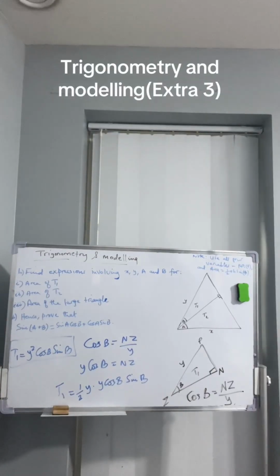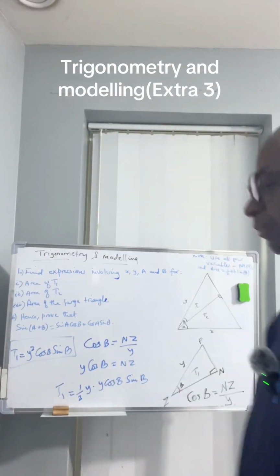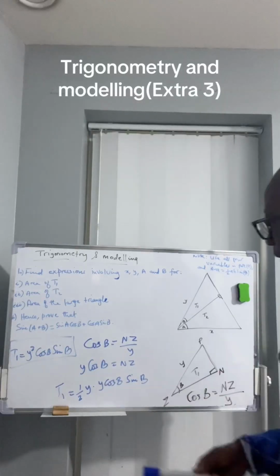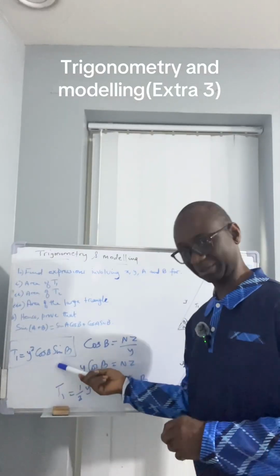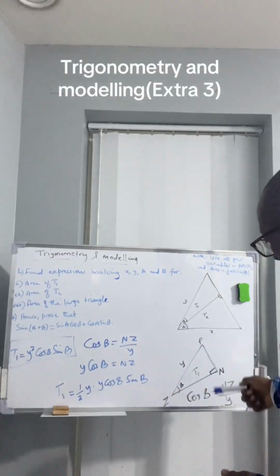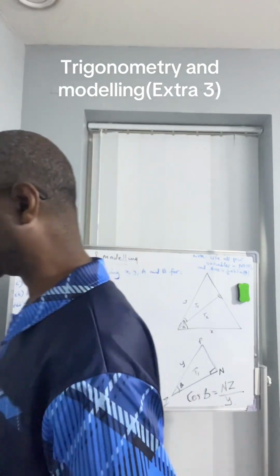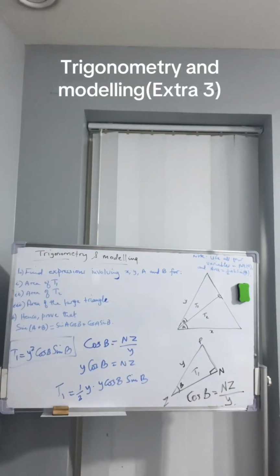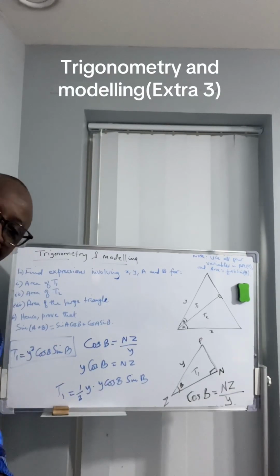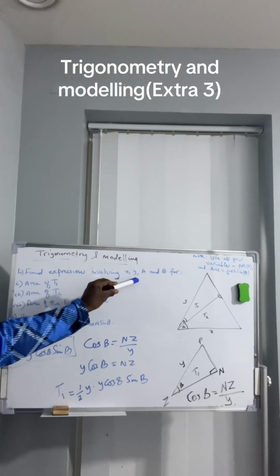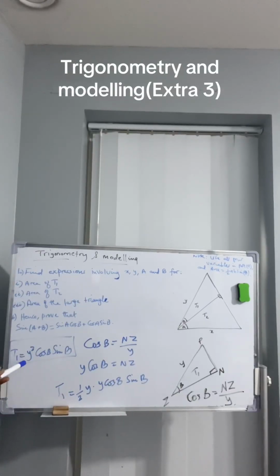Correct. That is the area of this T1. Although this answer is correct, if you walk through the problem, you will arrive at this solution. But with respect to what the question is asking us to do, we are wrong, because the question asks us to find expressions involving x, y, a, and b. Here we have just y and b.